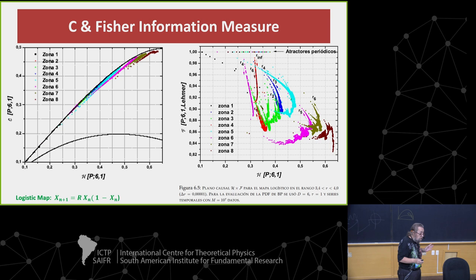And of course, we must decide the order of the patterns that we use, because remember that the Fisher is proportional to the difference of the probability distributions. If we change the order, we can obtain another value for the Fisher. The most interesting is the lexicographic order, an order proposed by Lehmer. This is the best, and it gives me this kind of behavior.